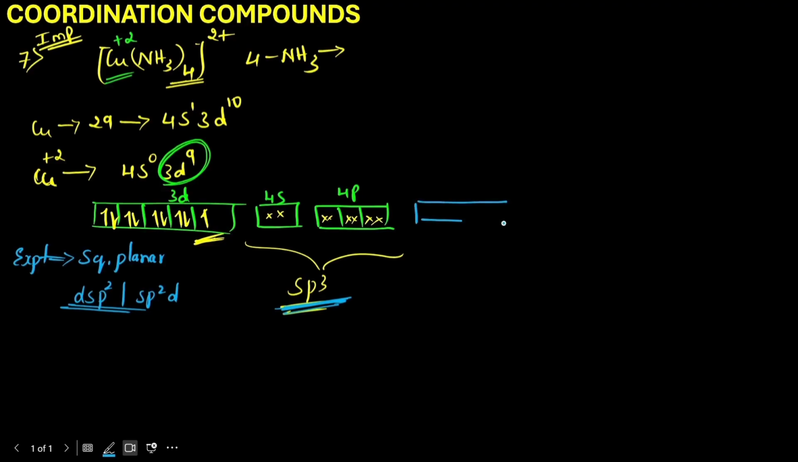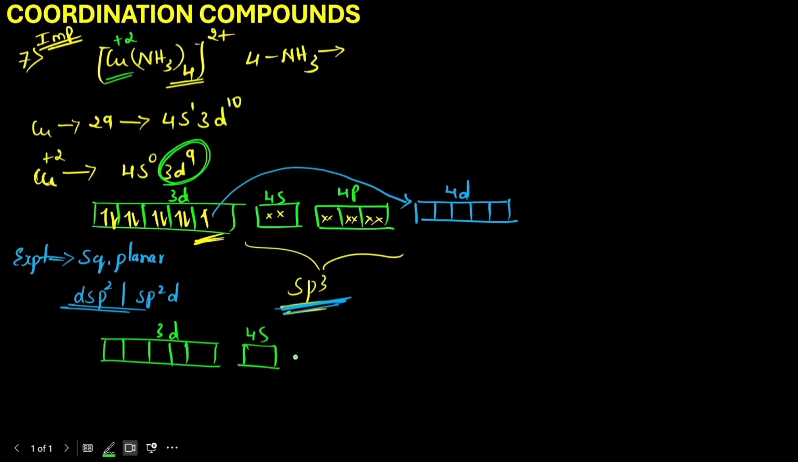Here we will be having 4d orbitals. So what happens is, this one unpaired electron of 3d is shifted to 4d. That is, this is 3d, here we have 4s, it is 4p, and here we have 4d. We will write the electrons now: here 2 electrons, 2 electrons, here 2. The unpaired electron present in the 3d orbital is shifted to the 4d orbital.